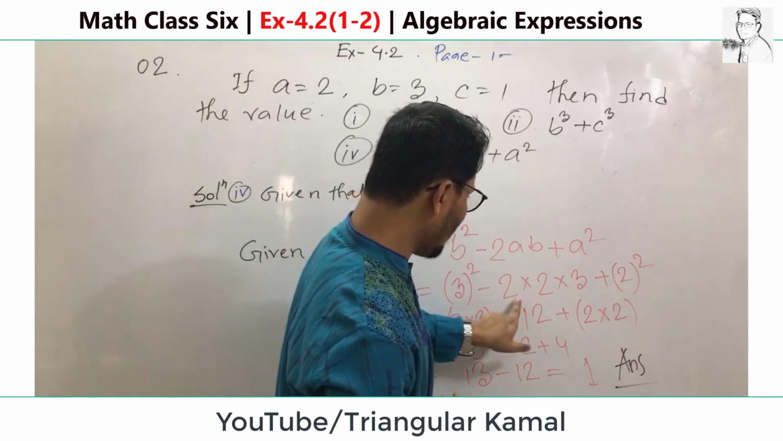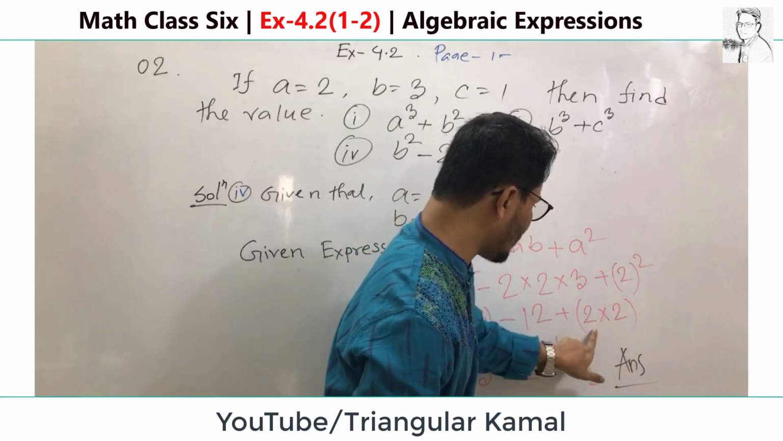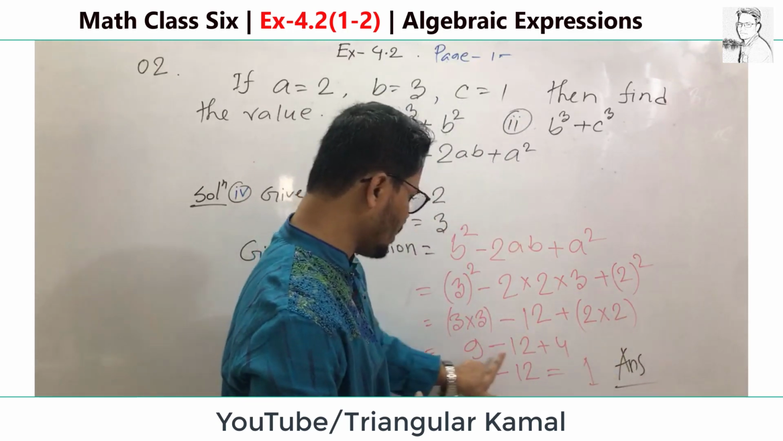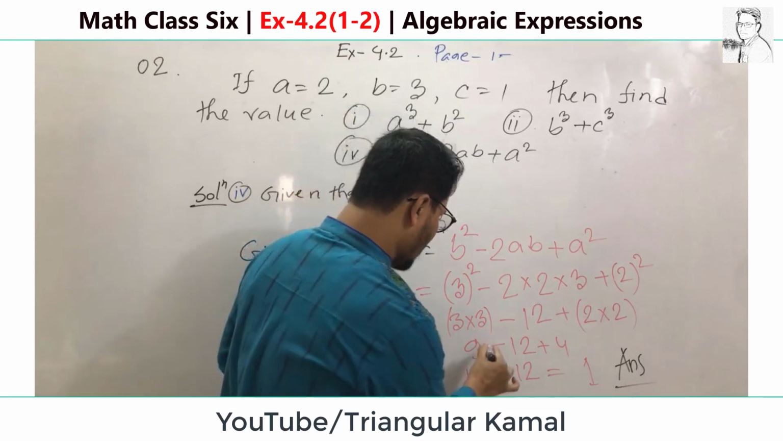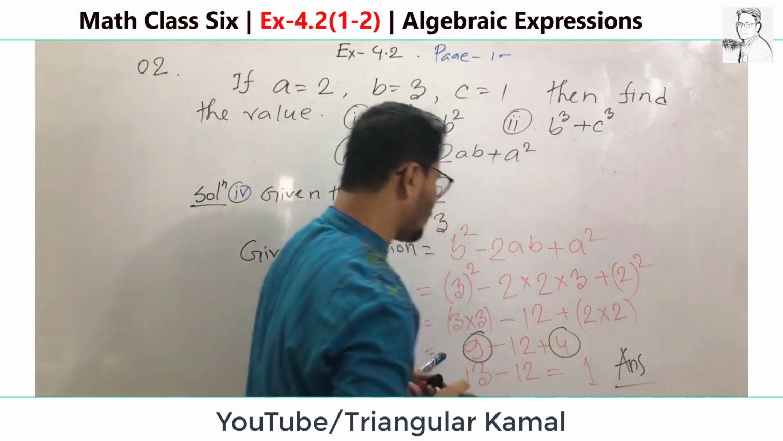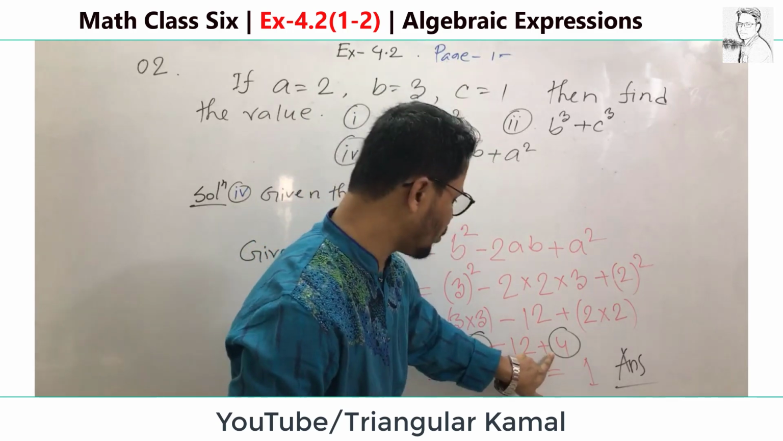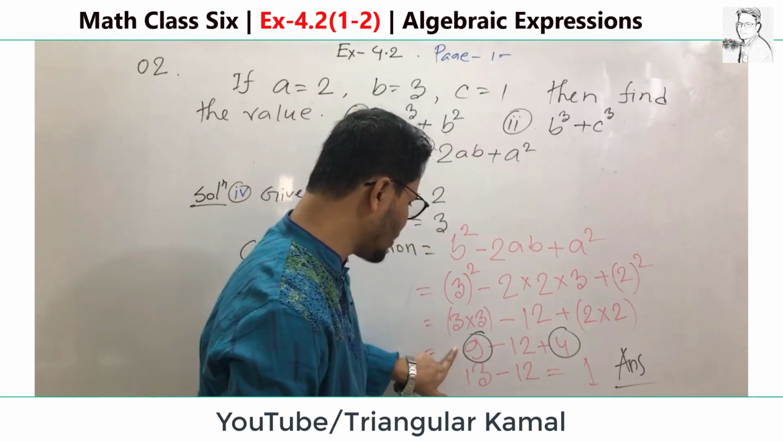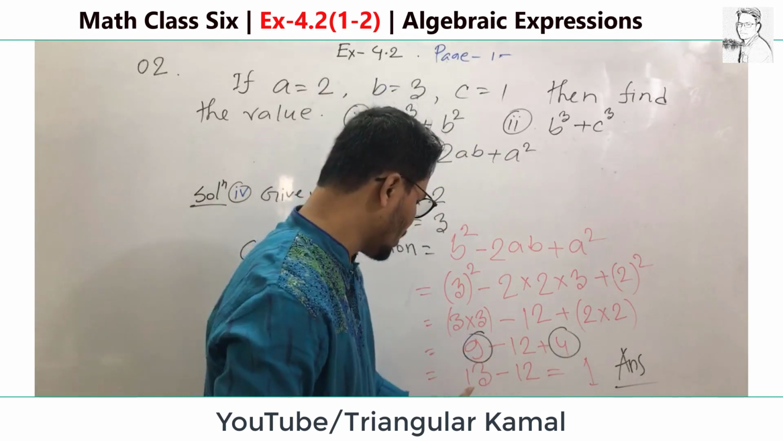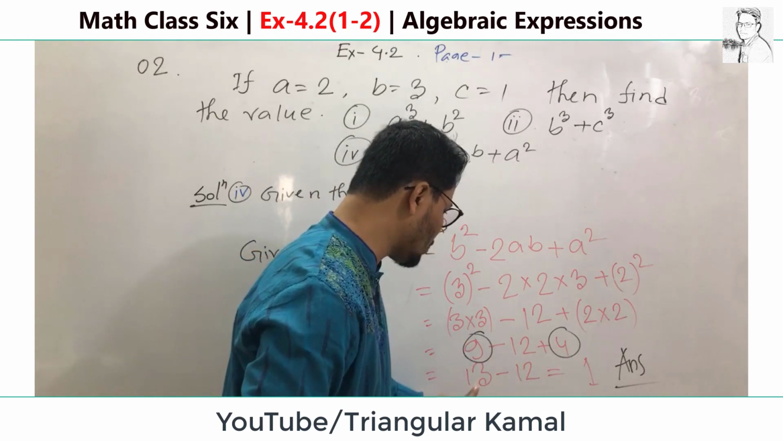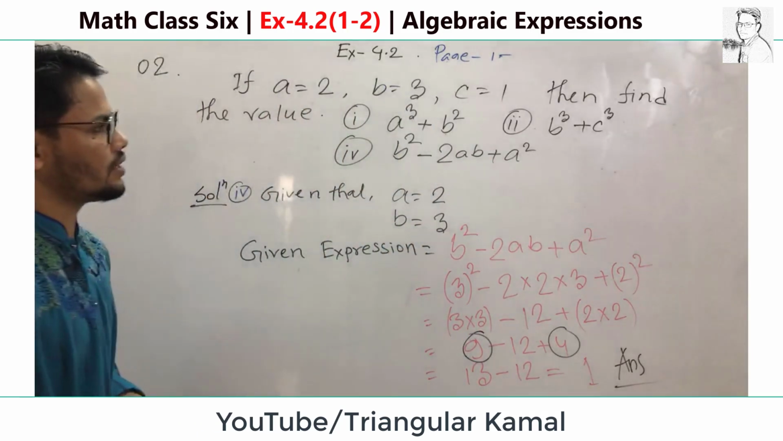And 2 multiply 2 multiply 3, result is 12. 2 square indicates 2 multiply 2. So 9 minus 12 plus 4. The 9 and 4 are positive because the sign before them is an invisible plus, so they are positive numbers, and this one is negative. So now 9 plus 4 equals 13, minus 12 equals 1. And this is our right answer.